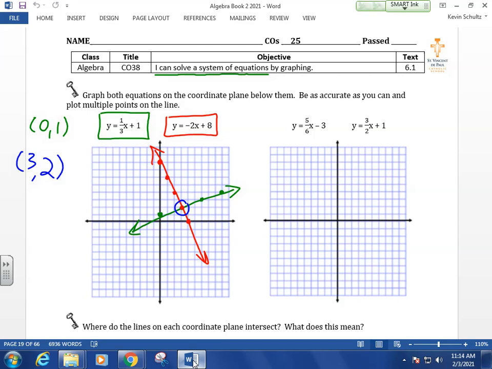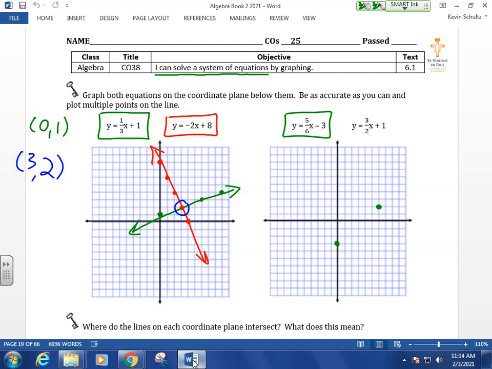y equals 5/6 x minus 3. We're going to graph this in green here so we can keep track of them. So our y-intercept is negative 3, and our slope is up 5/6. So up 5 on the y-axis, over 6 on the x-axis. There we are. And I don't really like that I only have 2 points here.